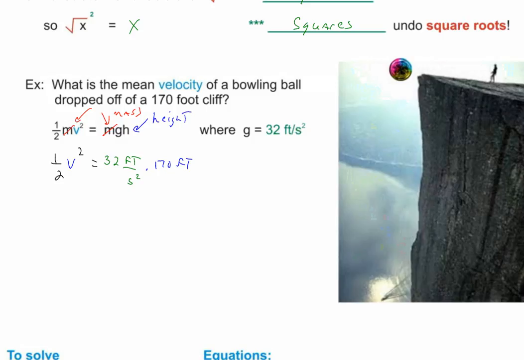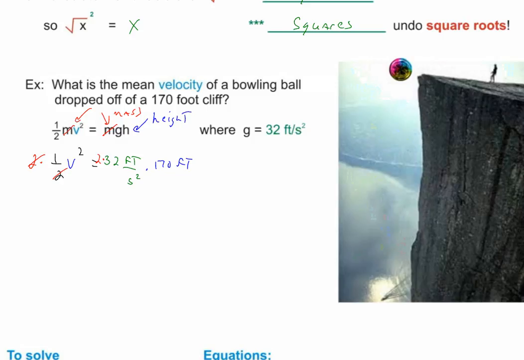Okay, so what do I multiply both sides by? 2, right? Do you agree? We've got to move the 1/2. We'll use red. Multiply the left by 2 and multiply the right by 2. And that's where we're at: v squared equals 2 times 32 feet per second squared times 170 feet.